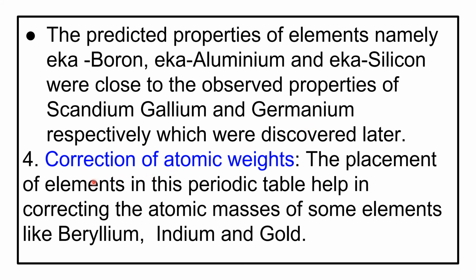The next achievement is the correction of atomic weights. So the next achievement of Mendeleev's periodic table is that he was able to correct the atomic weights of a few elements. The placement of elements in this periodic table helped in correcting the atomic masses of some elements like beryllium, indium and gold. So when he arranged the elements in order, he was able to rectify the atomic weight calculations of some elements.